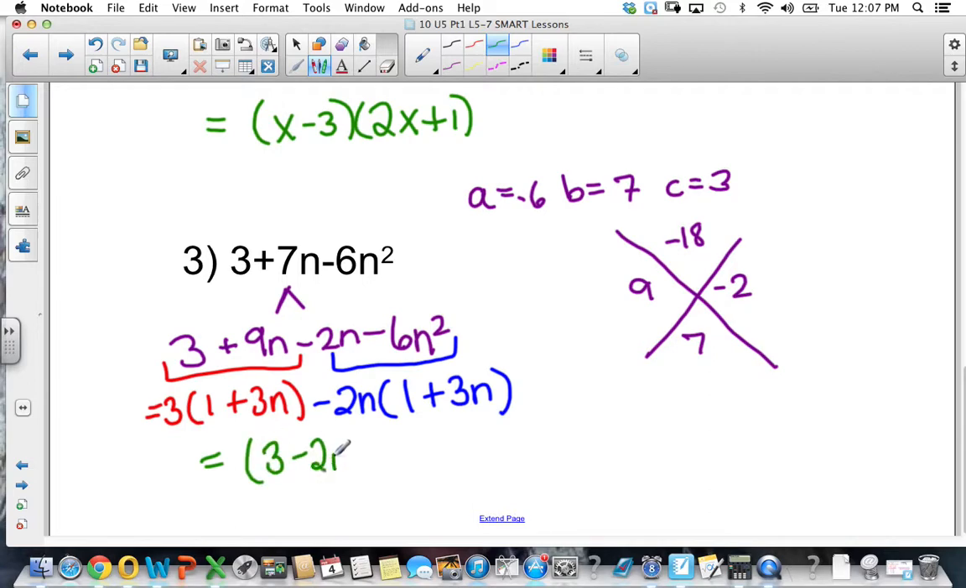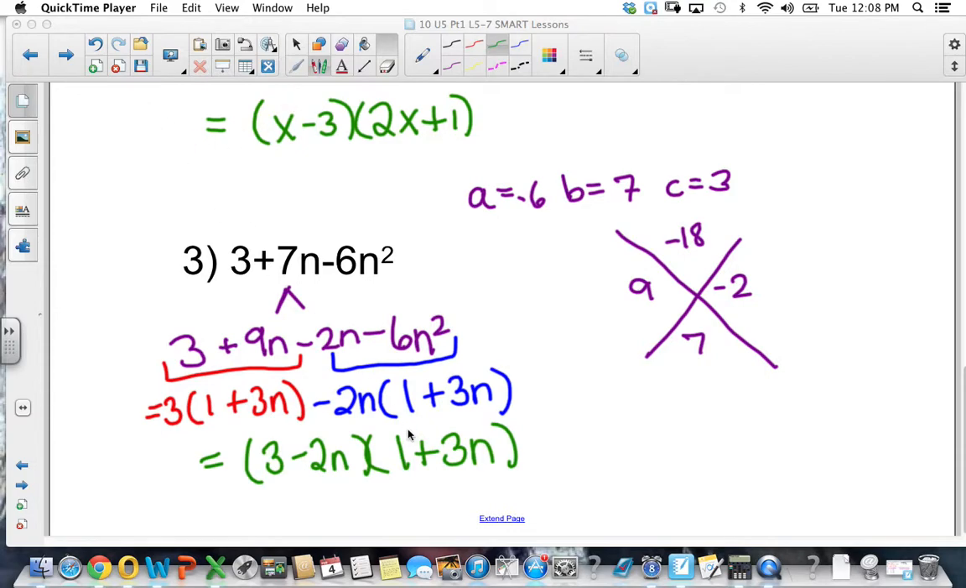So now I'm ready to write it as a product of 2 binomials, which would be 3 minus 2n, 1 plus 3n, or you can invert those or change the order of those. Notice there's no sign here. These parentheses touch each other because it is multiplication. And you can check your work by double distribution.